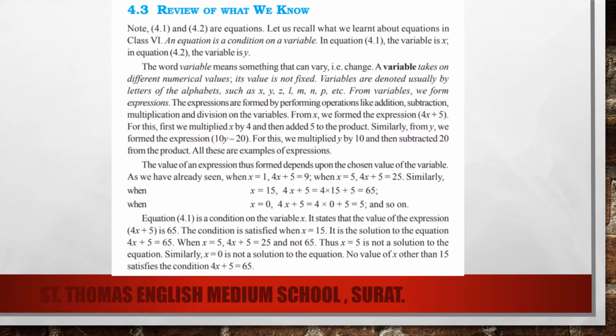Open your textbook, page number 78. Review what we know. So, what are the things you have already learned? Just recall it. Let us recall what we learned about equations in class 6. An equation is a condition on a variable. So, you can underline this. Equation means it is a condition on a variable.